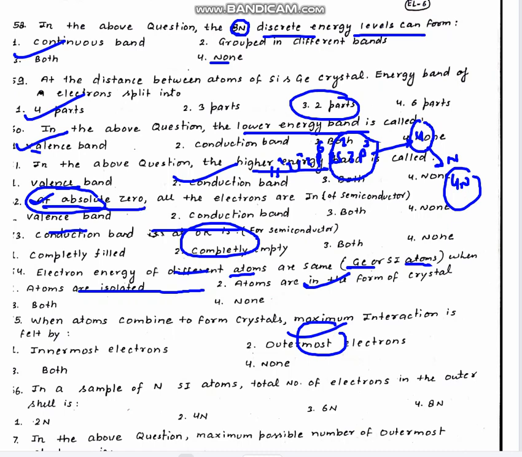Next is: at absolute zero, all the electrons are in, for semiconductors, the valence band, as at absolute zero no energy is available to the electrons. However, for conductors there exist certain things called Fermi levels, so they do possess certain energy and can conduct even at absolute zero. Next is: the conduction band at 0 Kelvin for semiconductors is completely empty. So the second is correct over here.